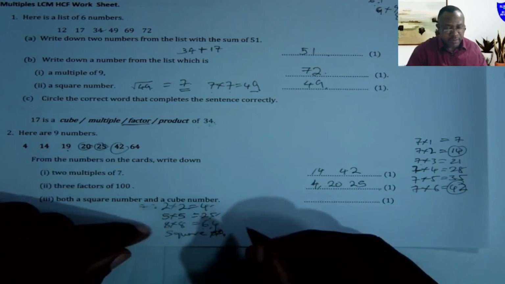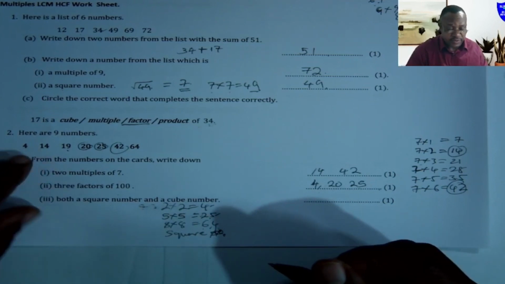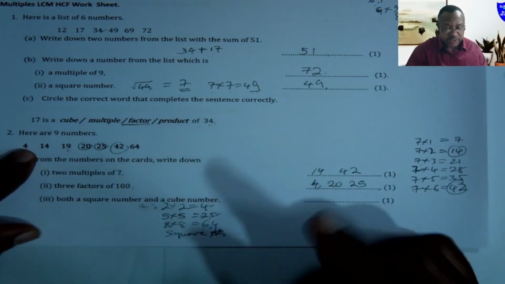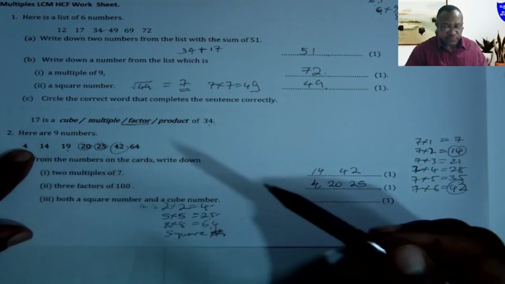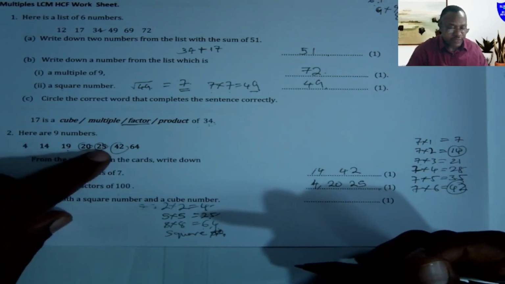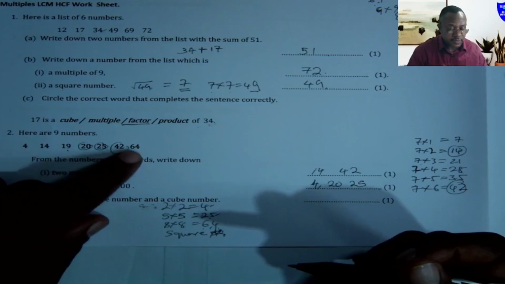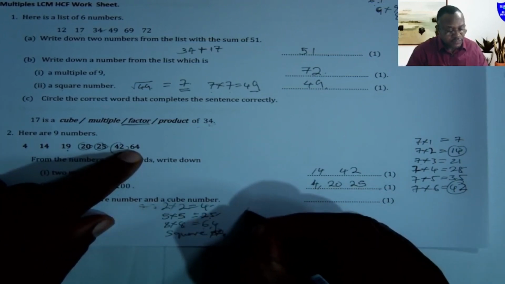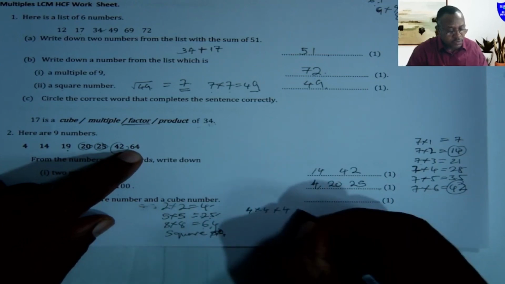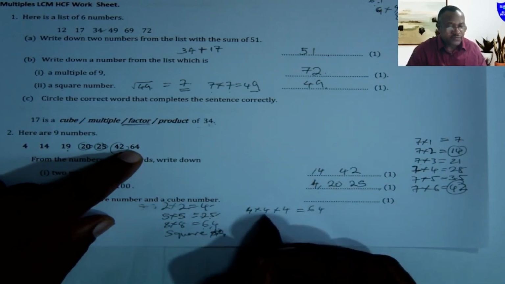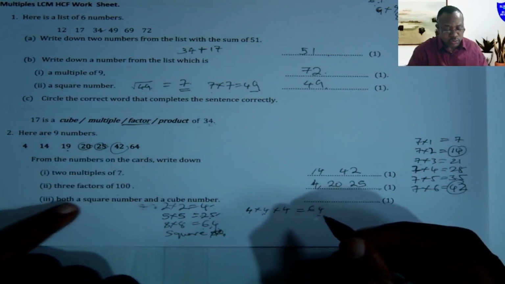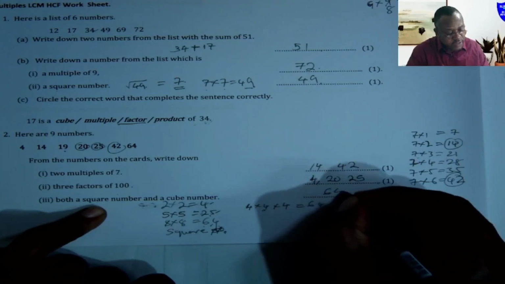Now cube numbers. Cube numbers are numbers that can be found by multiplying 3 equal numbers. 4 is not, 14 is not, 19 is not, 20 is not, 25 is not, 42 is not, 64 is, because if you times 4 times 4 times 4 you get 64. 4 times 4 is 16, 16 times 4 is 64. So there is only 64 as the correct answer there.